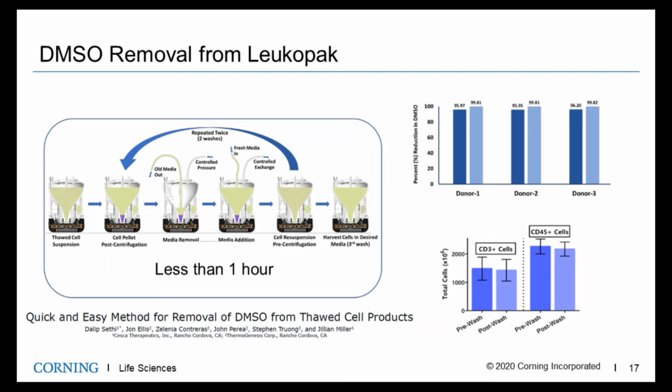Another common application of interest is the removal of DMSO or other cryoprotectants from thawed cell products. Here, you can see some data from processing frozen leukopaks obtained from 3 separate donors, in which greater than 99% of the DMSO was able to be removed from 2 wash steps, with negligible losses in the recovered cells occurring.